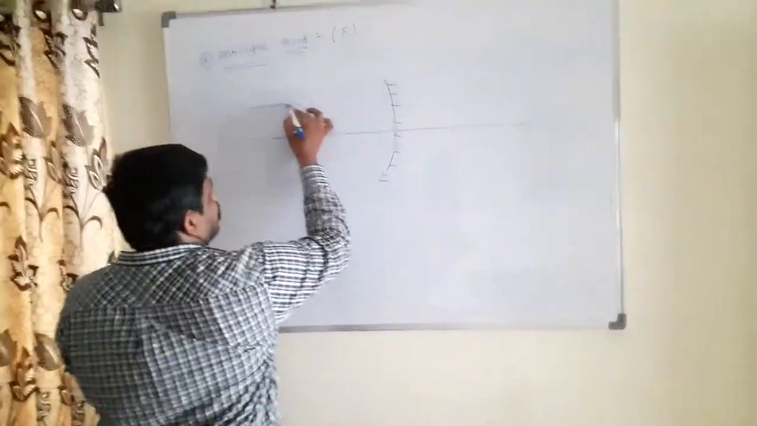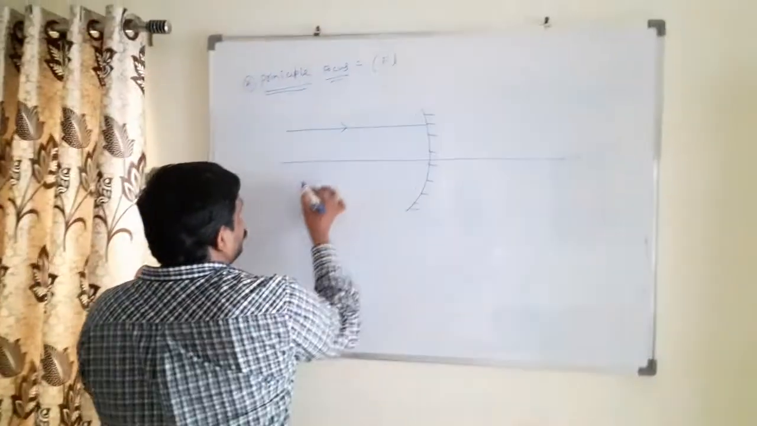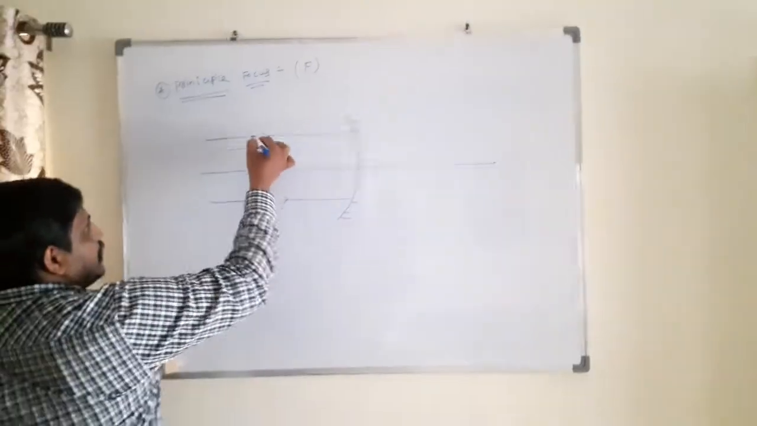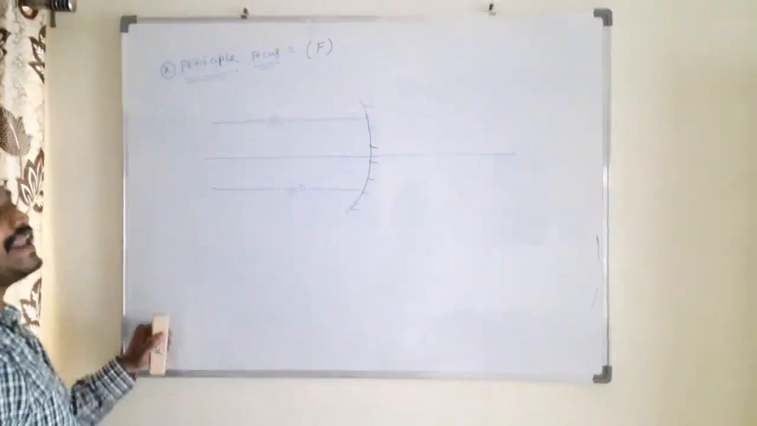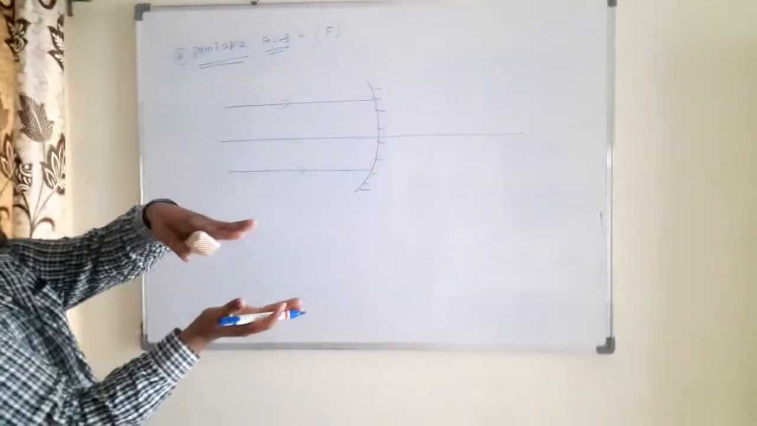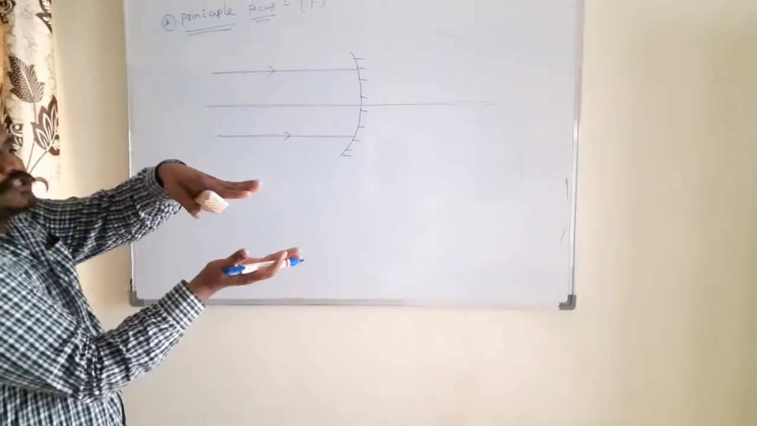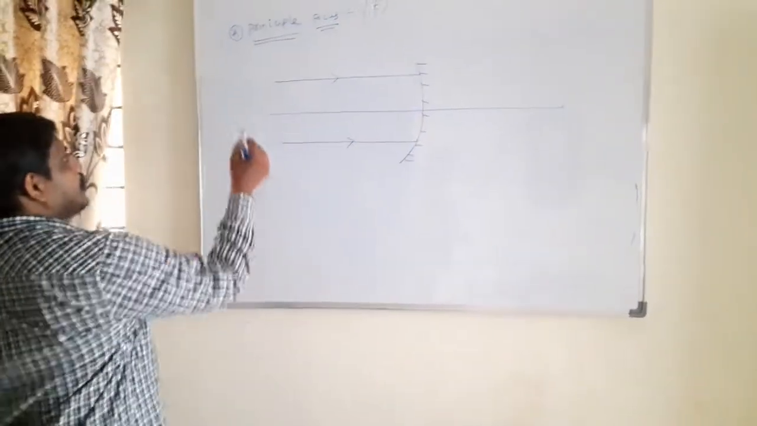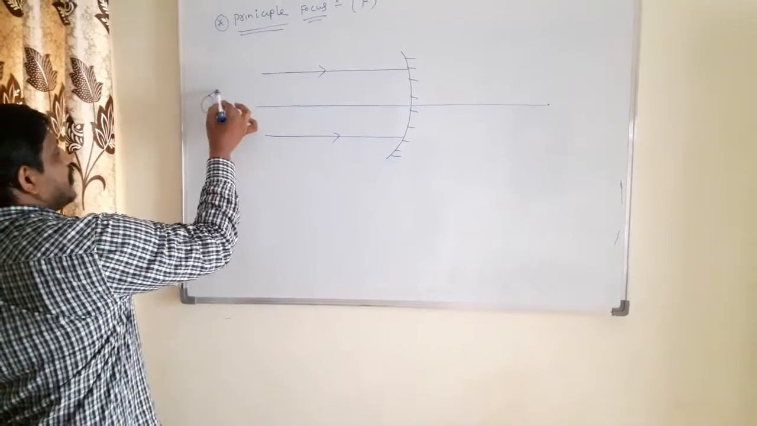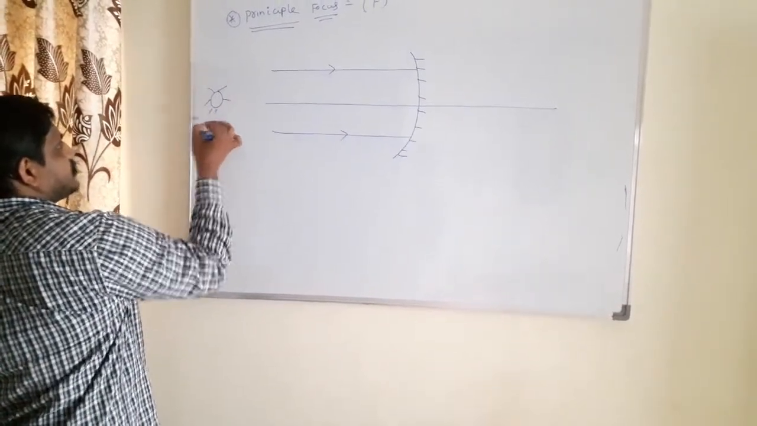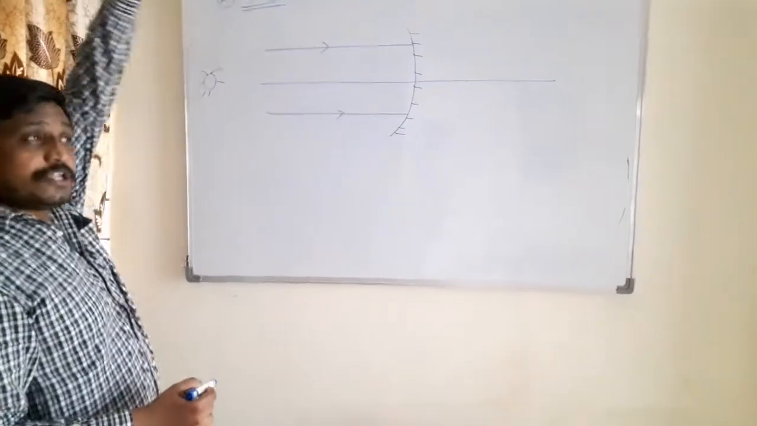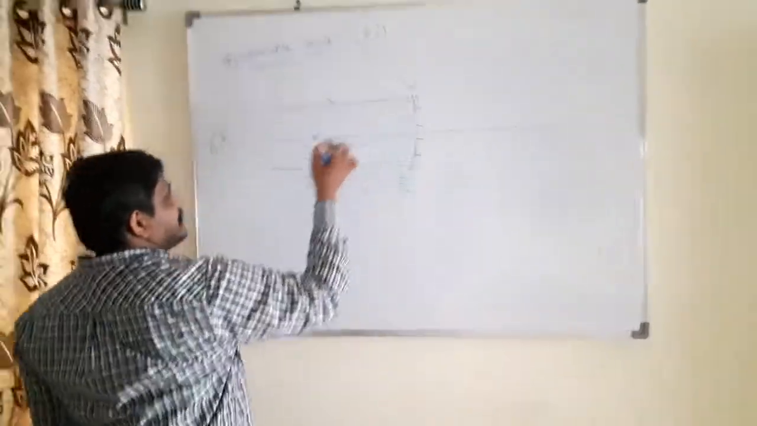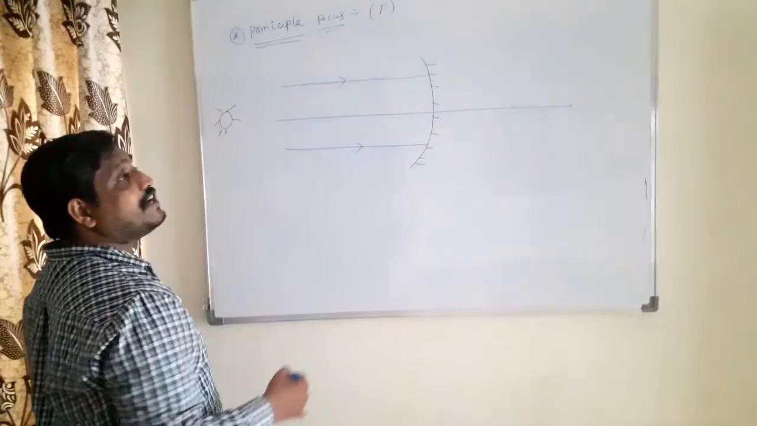Look here. This is the ray. These two rays are parallel. That beam is called a parallel beam. A parallel beam means light coming from the sun. The sun is very far from the earth, so these parallel rays are also called infinity rays.